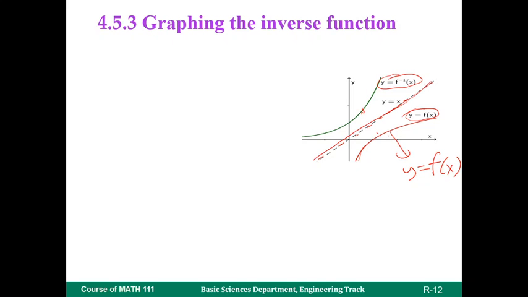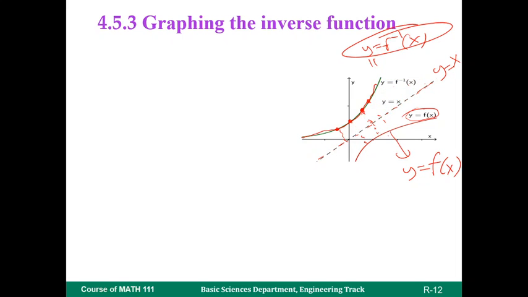y equal to x line. So the y equal to x line is this. You have to draw this one, and then take each point and look at its symmetric, its reflection through the y equal to x line. So take these points and look at their reflections, and then these points here will give you the graph of y equal to f inverse of x.